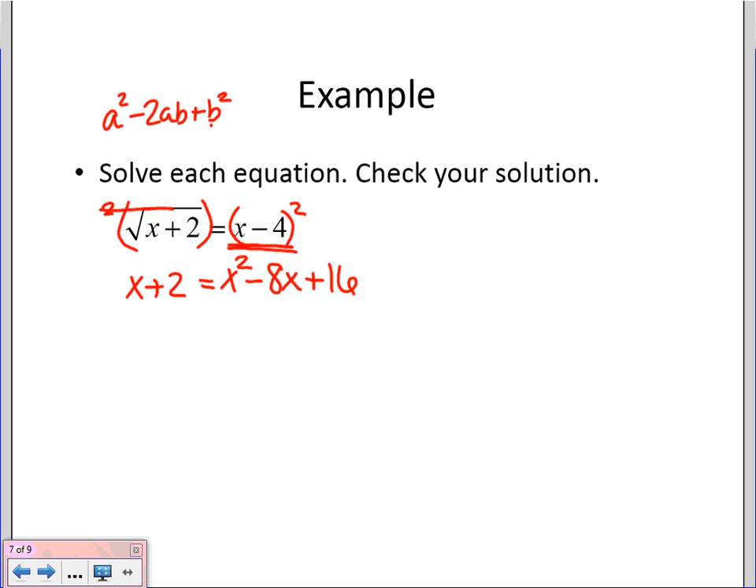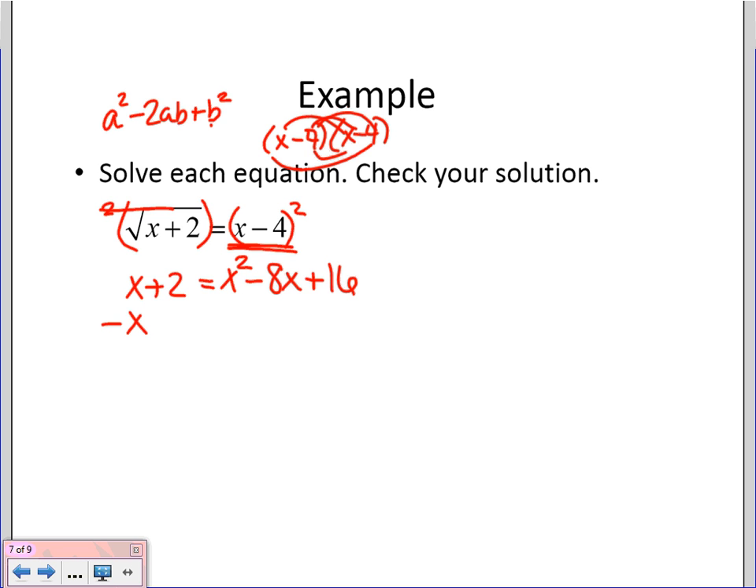Okay, and all I did was I just squared this x minus 4, and if you want to do it like this, x minus 4 times x minus 4, you can FOIL this out if you'd like it that way. You'll get the same answer. Okay, so from here, how do we solve this? Well, we know how to solve this.